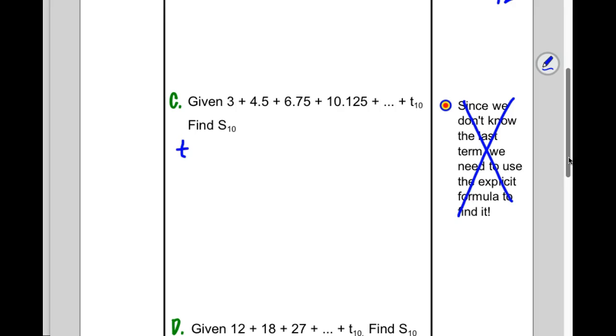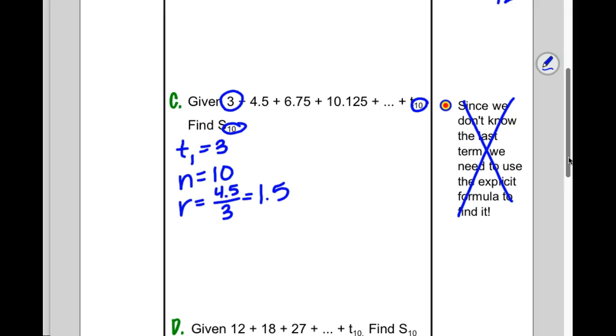So we have term 1, which is 3. We have our number of terms, which is here and here, which is 10. And we have R, which is going to be 4.5 divided by 3, so term 2 divided by term 1, so that's going to be 1.5. So now, we find the sum of the first 10 terms, which is equal to term 1, times 1 minus R to the n power over 1 minus R.